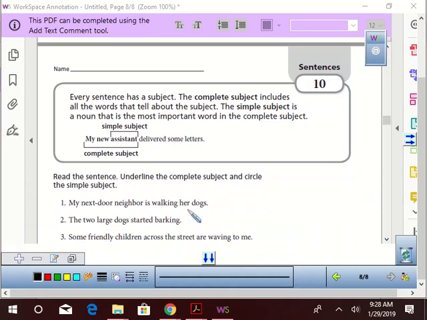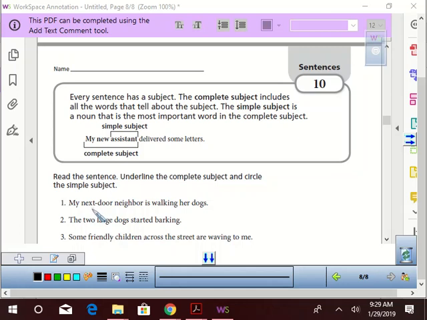It says, every sentence has a subject. A complete subject includes all the words. All right, so we're doing simple subjects, right? We talked about this yesterday. All right? How about this one? Ready? This is crazy. Look at this. My next door neighbor is walking her dogs.